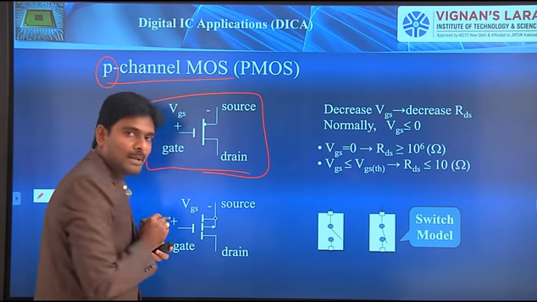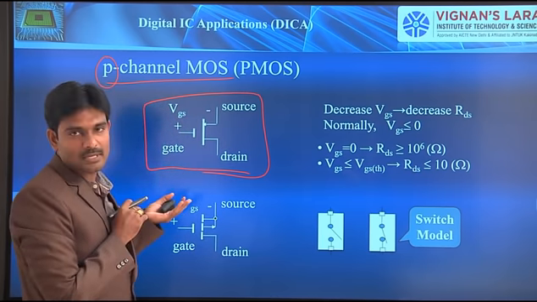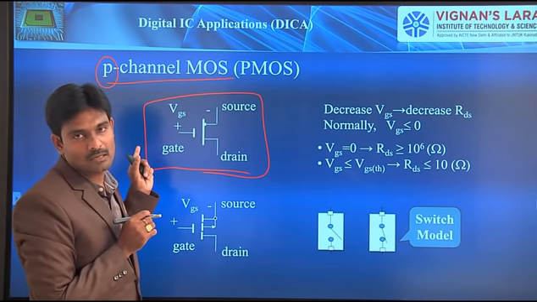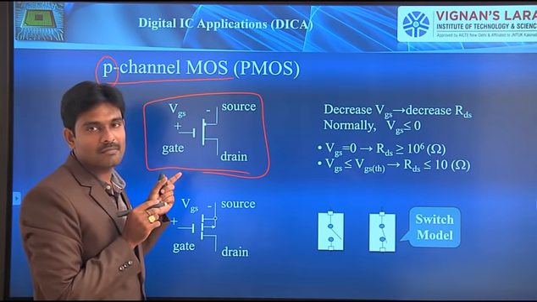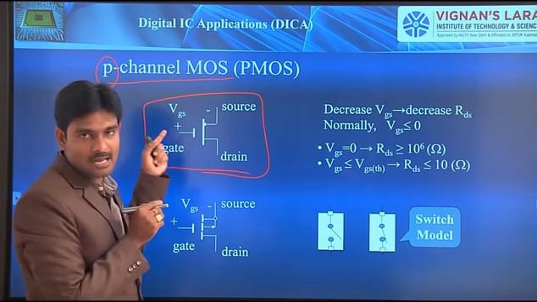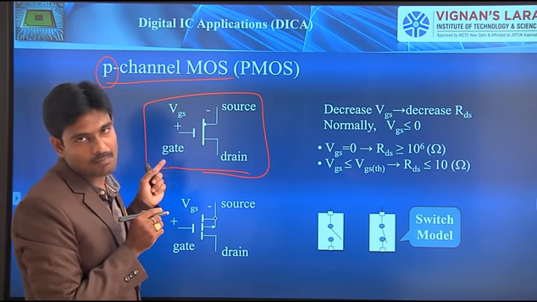But while coming for PMOS, it is reverse to that. That is nothing but the arrow towards the gate from the source. So that is the main difference in the circuit symbol while you are comparing both N channel MOS and P channel MOS.